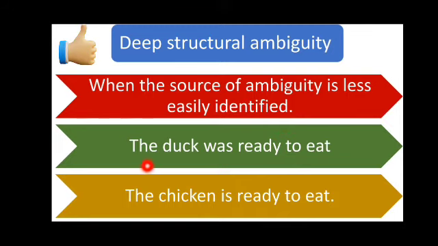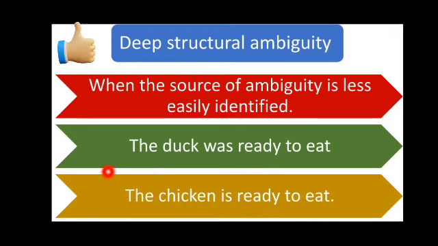For example, the duck was ready to eat. So what do you think? On the one hand, we can say that it is a cooked duck, right, and you're going to eat the duck. And on the other hand, you can say that a live duck, an animal, is ready to eat or to feed itself. And on the other hand, a person wants to feed himself or herself. You have a duck in front of you on a plate and you want to eat it, right?